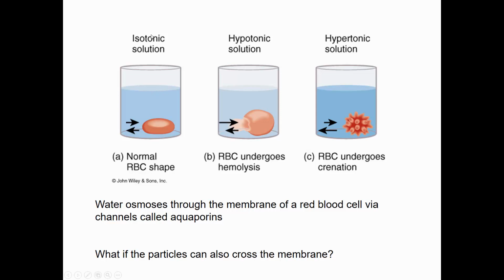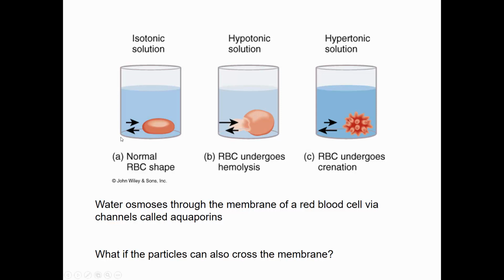If I have an isotonic solution, not just the number of particles, but fixed particles, my little red blood cell is happy. Water's coming in and out, but there's no net movement. If I have a hypotonic solution, it means water is entering the cell more than it leaves, and entering so much that it undergoes hemolysis.